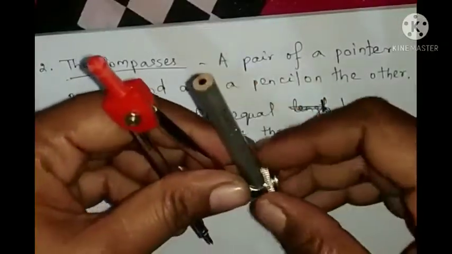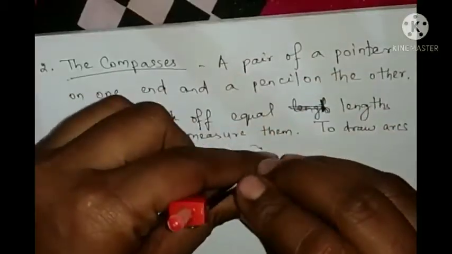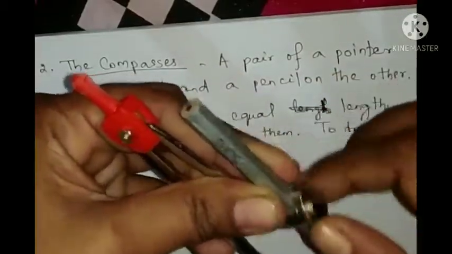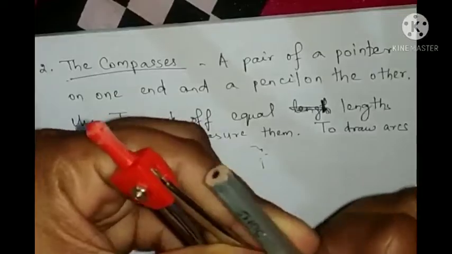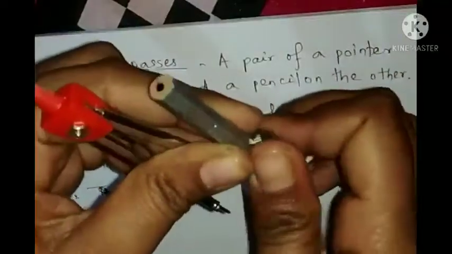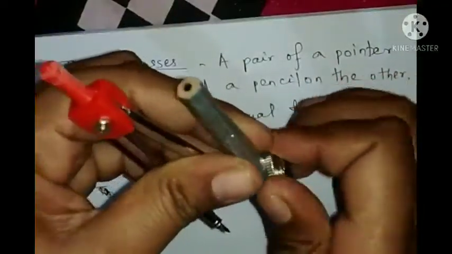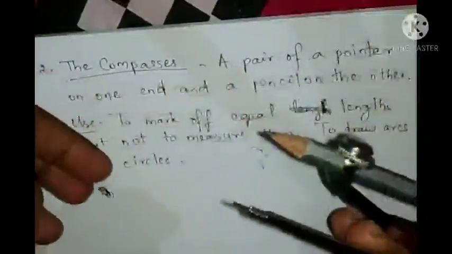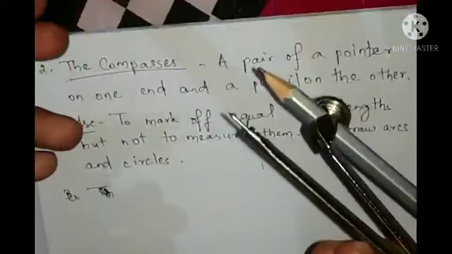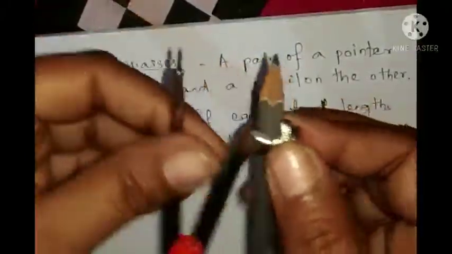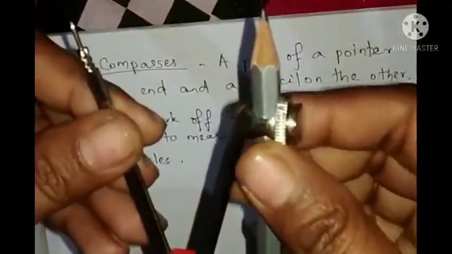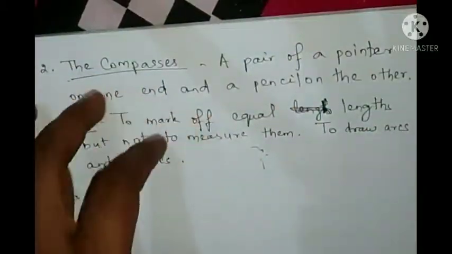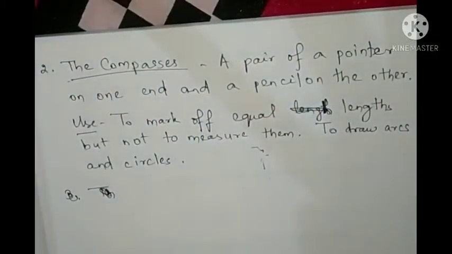Okay. So that it will be easy to draw and easy to handle this instrument. So this is what? Compasses, or you can say in simple, compass. Because here 2 ends are there, that's why we are telling it compasses, or you can say compass.